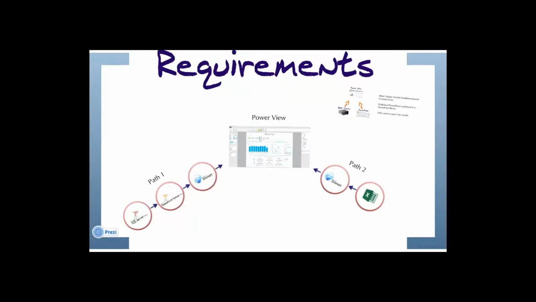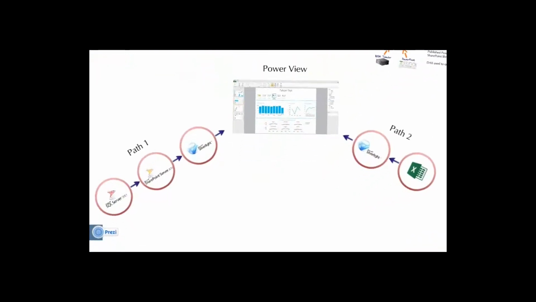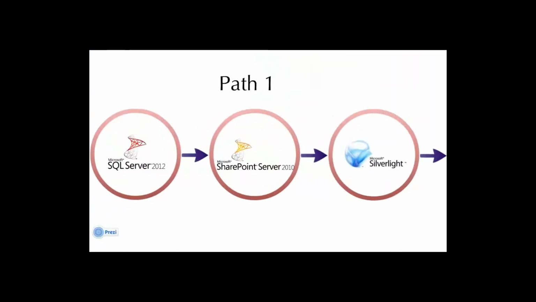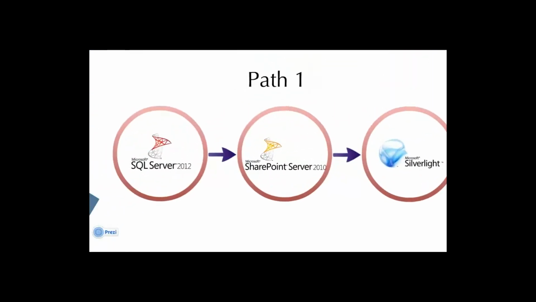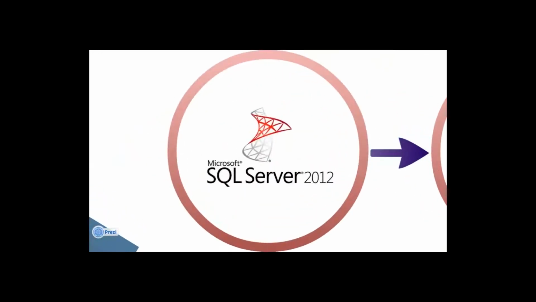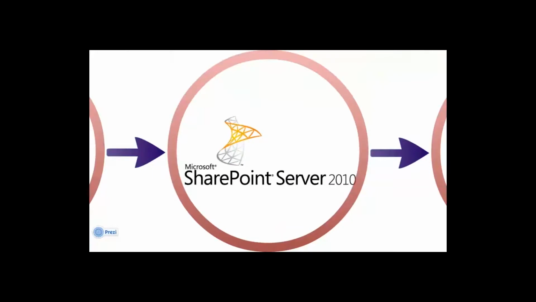So this is a slide that goes through the different possible paths that you can use to build out a PowerView solution. The first path, the more traditional path, is first of all you have to have SQL Server 2012. So 2012 is a must. And then the second is SharePoint 2010 Enterprise. So it's actually SQL Server 2012 Service Pack 1 and SharePoint 2010 Enterprise.